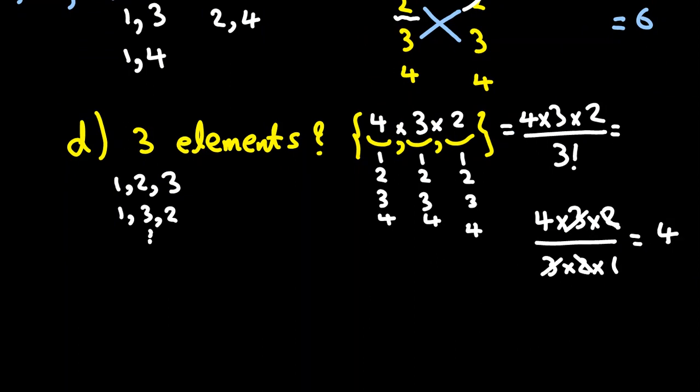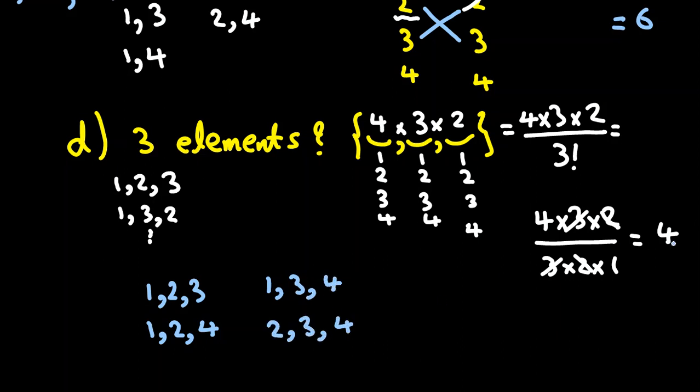Now, let's check. If we want to see how many subsets with 3 elements there are, you say 1, 2, 3. You don't select 4. 1, 2, 4. You don't select 3. 1, 3, 4. You don't select 2. And 2, 3, 4. Exactly. We have 4 subsets with 3 elements.